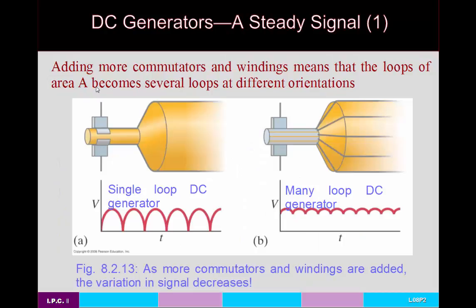Well, it's possible to get a steady signal for a DC generator, and the way that you do that is that you add more and more commutators and windings, because what that means is you can add many loops like this. So this is a loop, this is a loop, this is a loop, this is a loop, this is a loop. And each one of these is hooked up to basically a split ring commutator. And so what happens is that while the change in this flux is very large, the change in this flux is small.